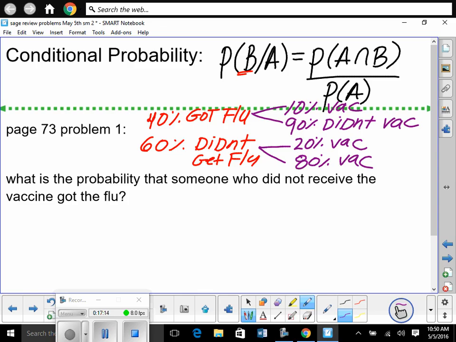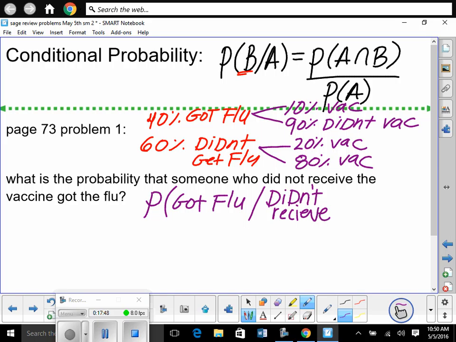Okay, so now let's read problem number 1. It says, what is the probability that someone who did not receive the vaccine got the flu? So isn't this conditional? It's saying, if this, then what's the probability, right? Everybody, that's conditional. So let's figure out what's the condition. What's the probability they got the flu? So 40. Given, wait, we gotta be careful. Given that they did not receive the vaccine, right? Isn't that what we're finding? So how would you do that? I'm gonna show you.